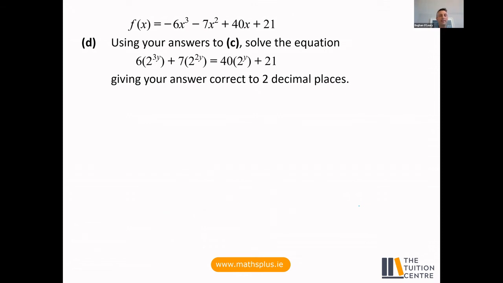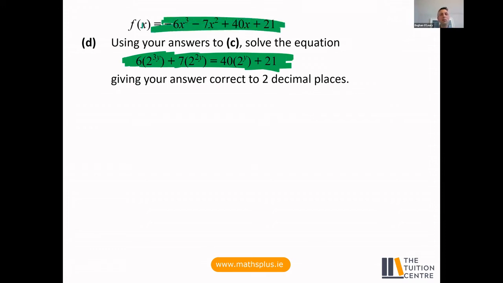This last part, part D of this question, is a question type that used to come up quite often before. Using your answers to part C, kind of like a hint, or following on from, solve this equation. So when you look at this equation here, it obviously looks a bit complicated. You've got 2 times 2 to the power of 3y, 2 to the power of 2y, 2 to the power of y. You've got numbers that obviously look quite similar to the coefficients here, but some of them have different signs.